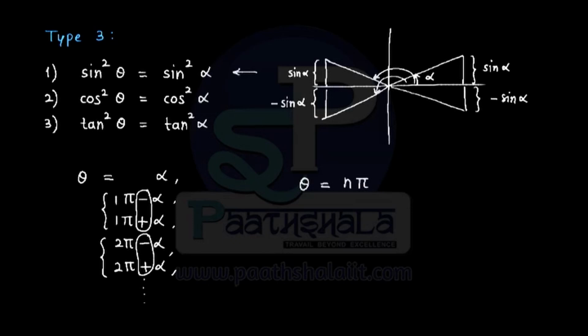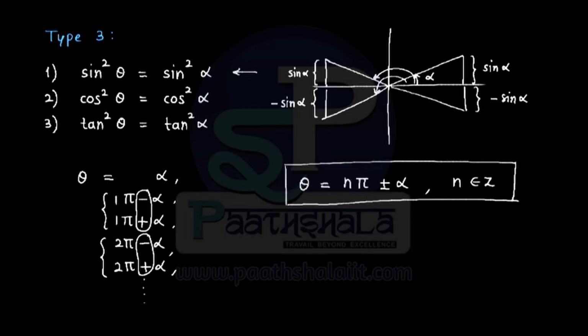So we have to make room for plus or minus alpha, and that becomes the general solution, right? So therefore theta is equal to n pi plus or minus alpha is the general solution of sin square theta equal to sin square alpha.